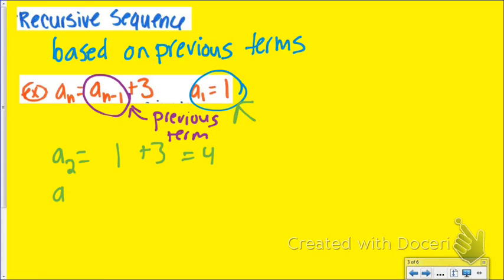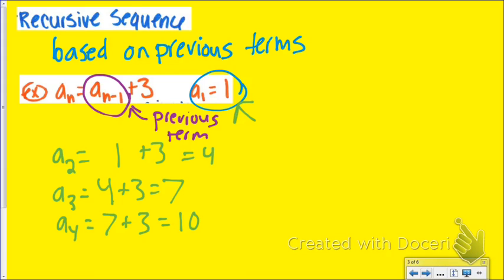If I moved on to a3, that would be a2 plus 3. So it's the previous term plus 3, which ends up being 7. a4, next term plus 3. So the only thing that's tough about a recursive sequence is that the only way you can come up with your next term is if you know the term before it. So it would be really hard to come up with the 100th term of a recursive sequence because you'd have to know the 99 terms before it.